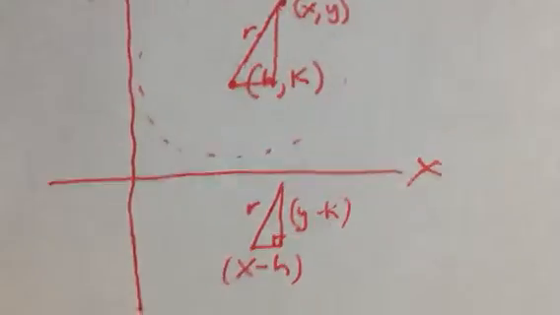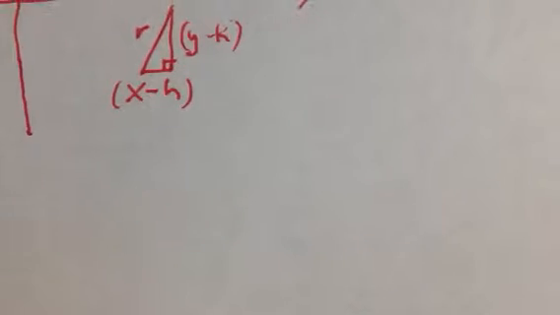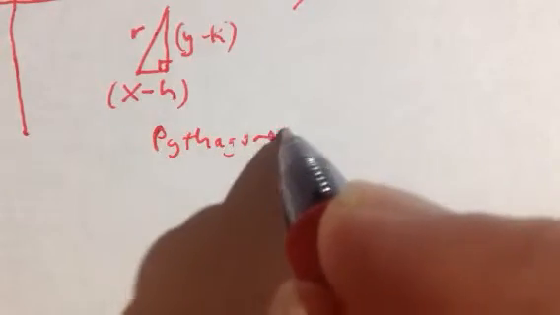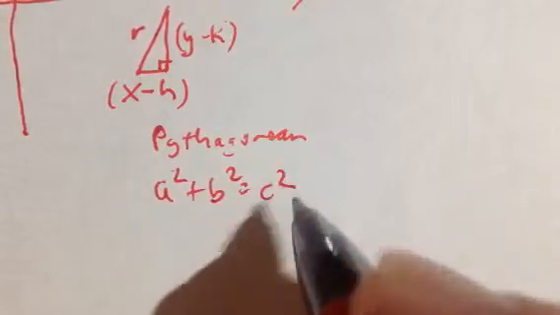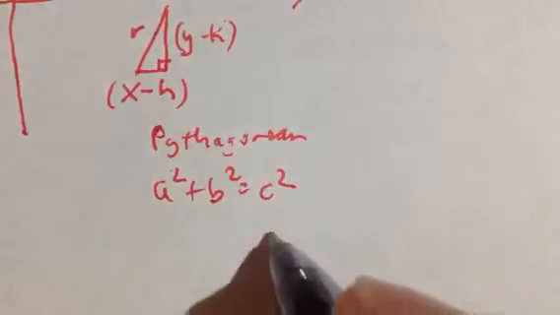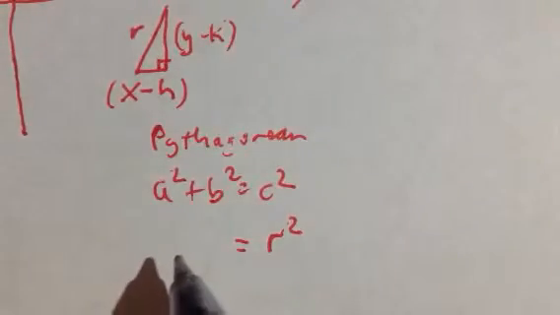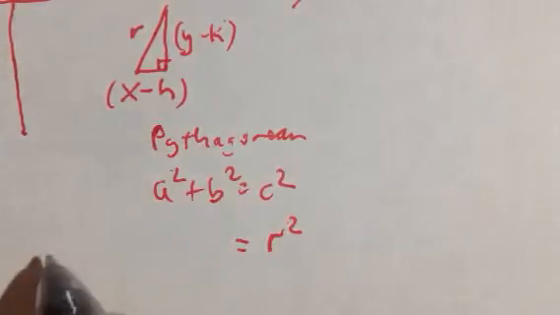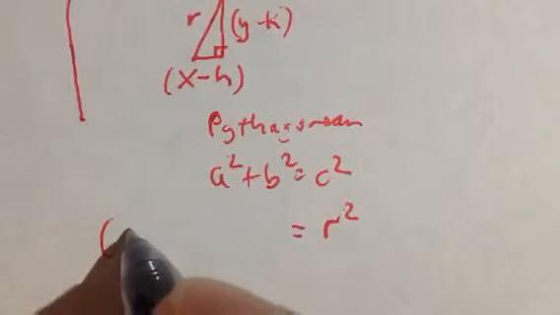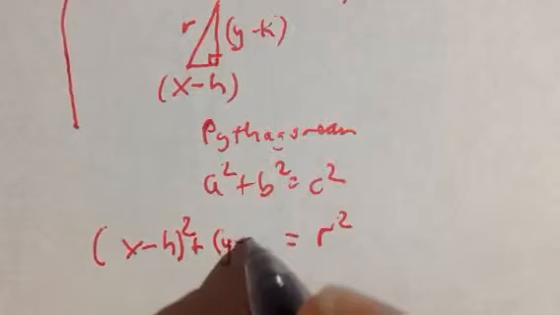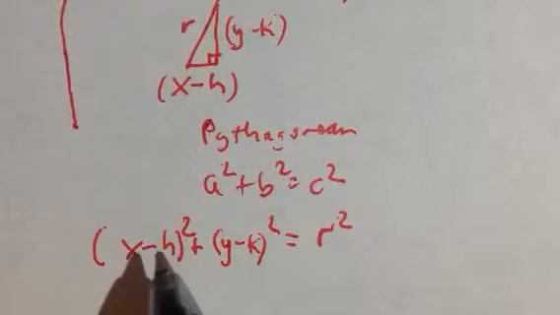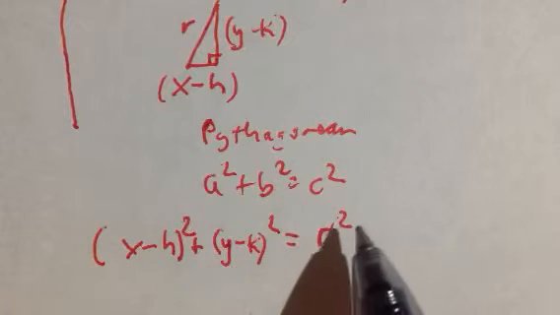That's the length r. So guess what theorem we're going to use to solve this triangle? We're going to use the Pythagorean theorem. The Pythagorean theorem says that a squared plus b squared equals c squared. Here the radius is the hypotenuse, so we're going to have it equal to r squared. Then a squared, you can choose either one of these if you'd like, is going to be (x minus h) squared. That'll be this leg of the triangle. b squared could be this other leg, (y minus k) squared. So we end up with the formula (x minus h) squared plus (y minus k) squared equals r squared.